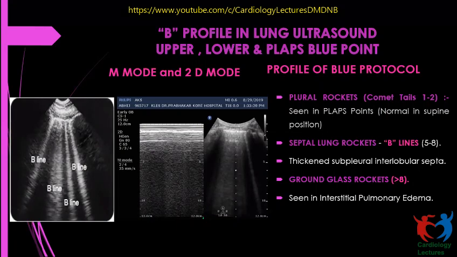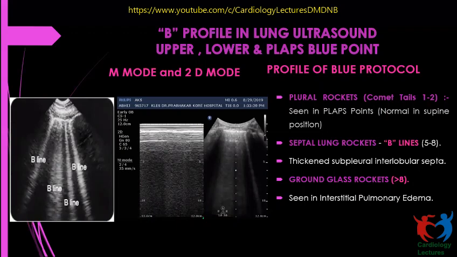If they are 1 to 2 and seen at Plapp's point, they are usually normal because it is like a decubitus position. Sometimes a little fluid accumulates there in the lung, giving rise to 1 or 2 comet tails. So they are not very important. What is important is 5 to 8. If you have 5 to 8 B lines, then usually it is interstitial pulmonary edema. So they are called septal rockets or lung rockets.